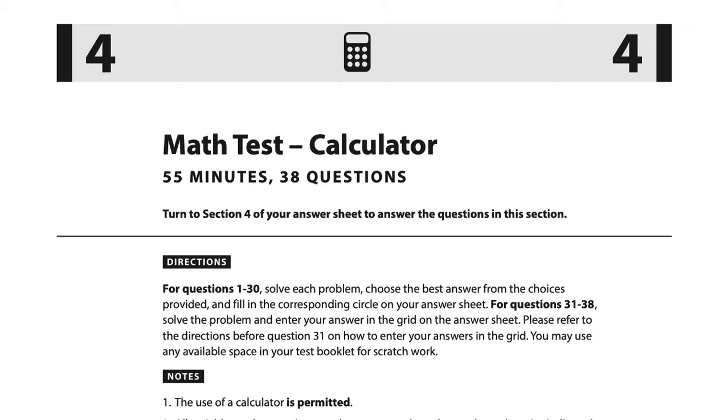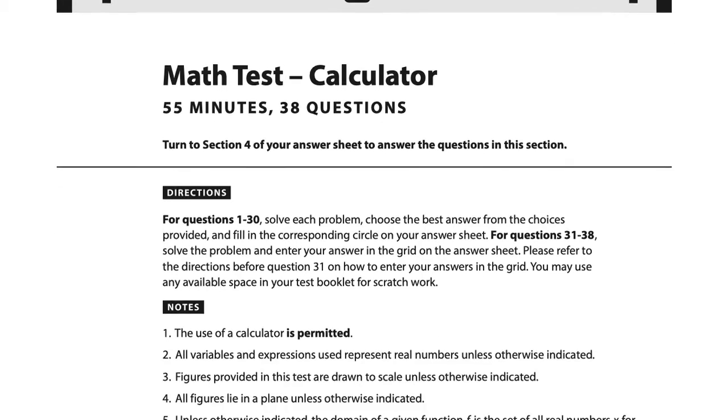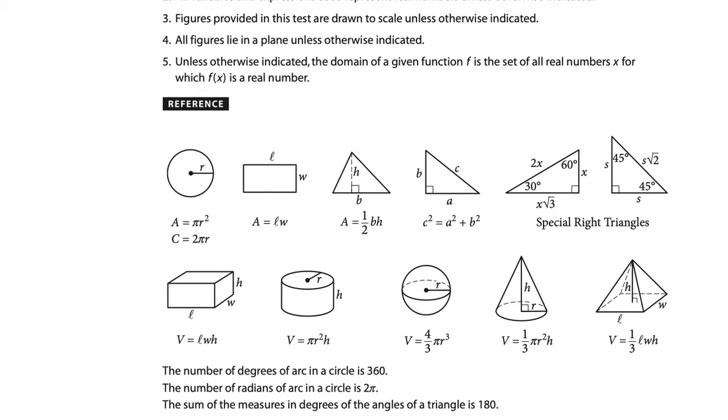So again, section number 3 was without a calculator. Section number 4 is with a calculator. Again, they give us the same formulas that we had in section number 3.